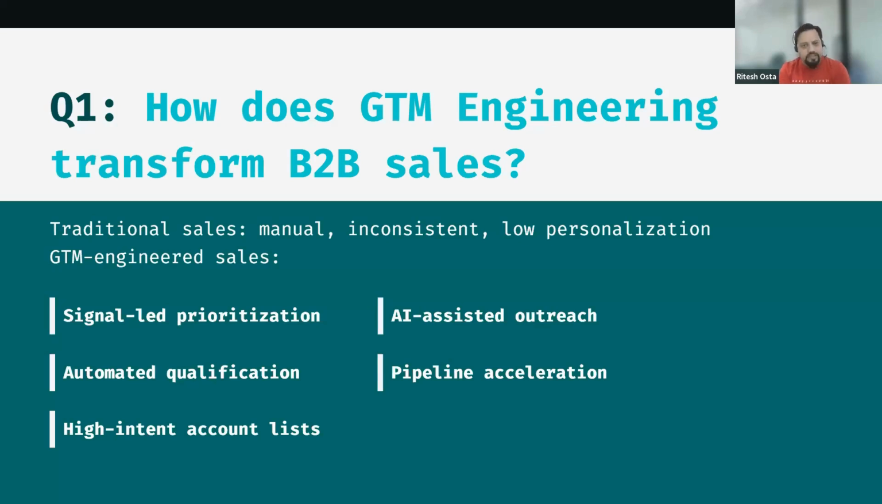So traditional sales, especially when it comes to B2B sales for enterprises, has been manual, inconsistent, little personalization, okay, and a lot of hard work. That is how it's been. I've been doing it for many years now. Imagine, you are given 500 accounts and each account has, like, 50,000 employees, and you have to figure out how to find the decision makers.